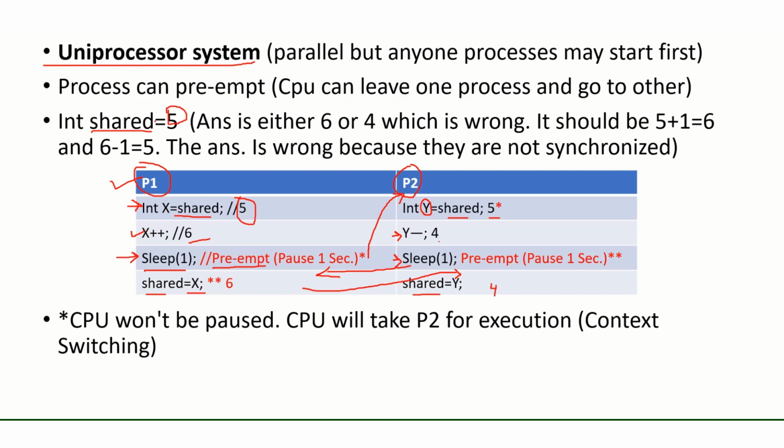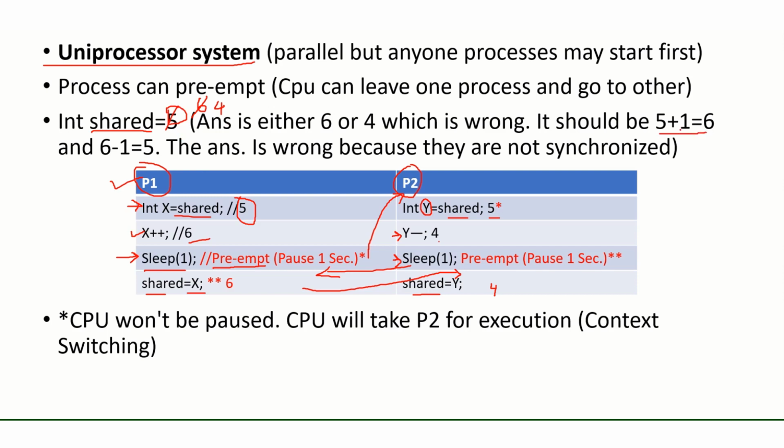So what will happen? First the value of shared was 5. It became 6 and then it became 4. So is it a right, correct result? No, it's not a correct result. Why? Because the initial value was 5. We have added 1 to it, so it should have become 6.